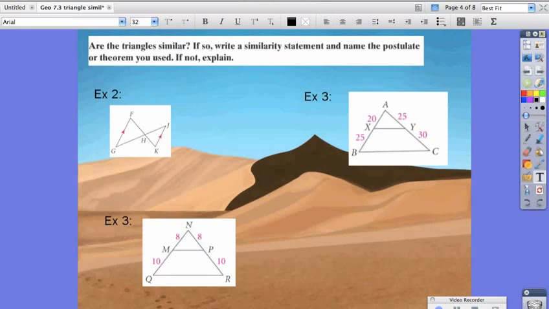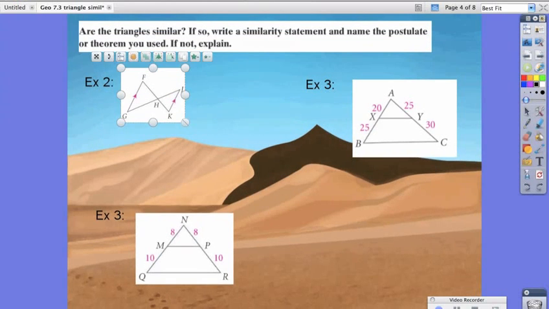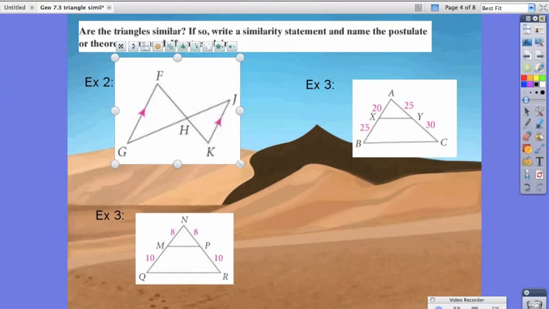Let's try another example. In example 2, it mentions, are the triangles similar? If so, write the similarity statement. So let's look at example 2. We're going to enlarge it really quick just to make it a little easier to see. Notice how it states that we have two lines that are parallel.